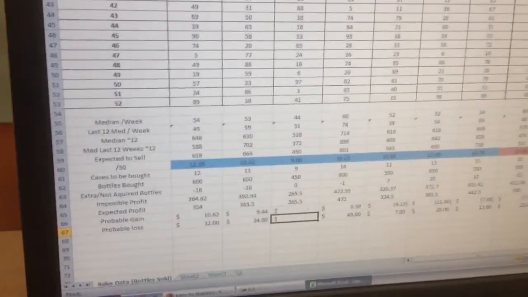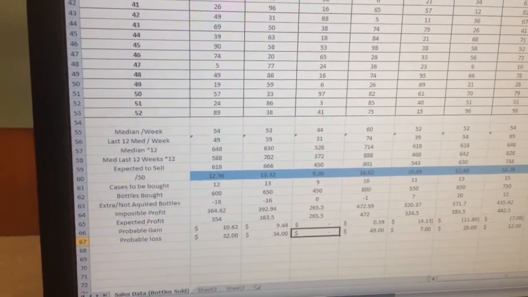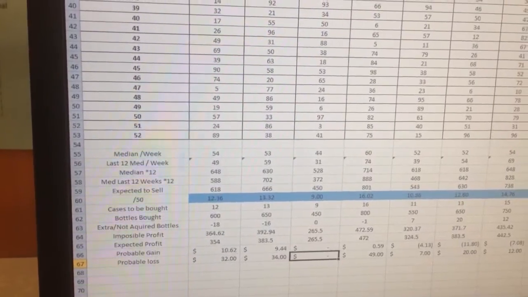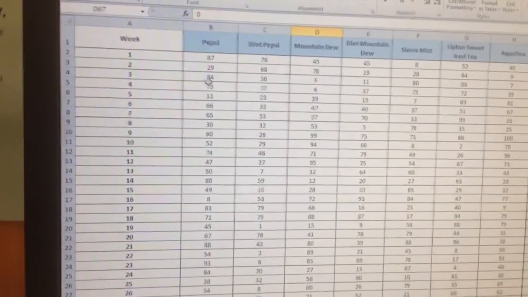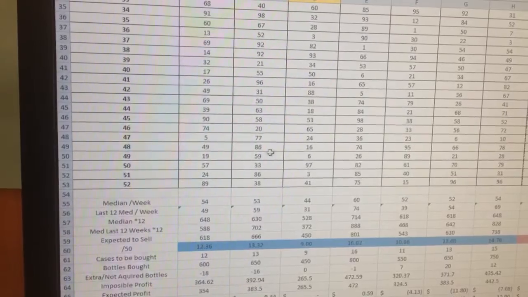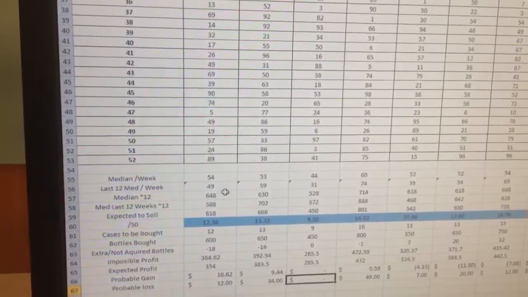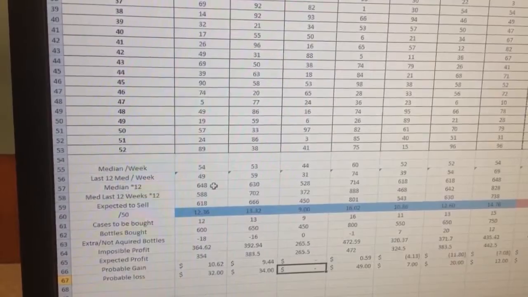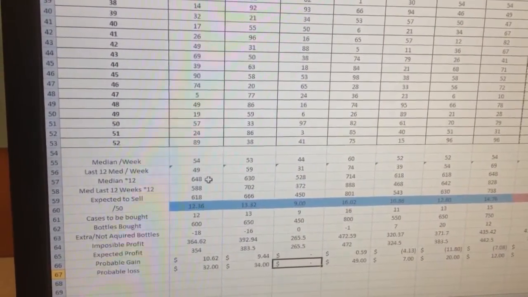The assignment was to decide how many cases of bottles we need to buy for our pop machines for the last quarter of the year. We have a sample here of last year, and how we did this was we took the median for the entire year and then compared it to the median for the last quarter. We took the average of those two medians to decide how many bottles we needed to buy for the last quarter. We thought that would be best because it would average out.